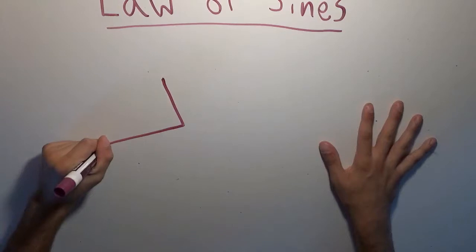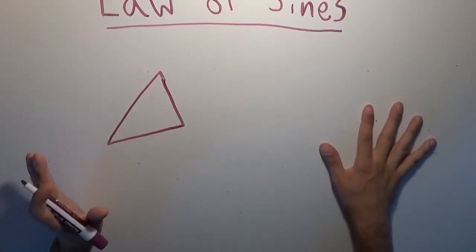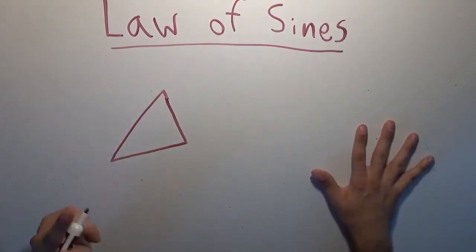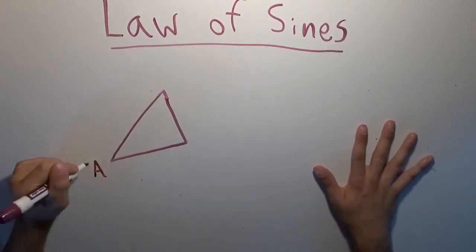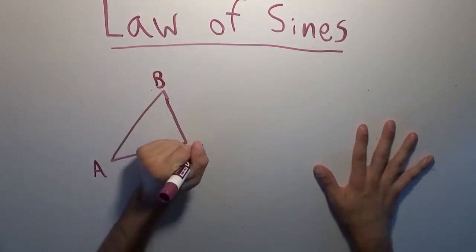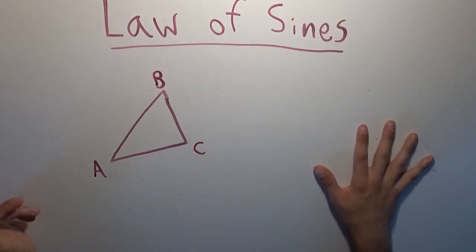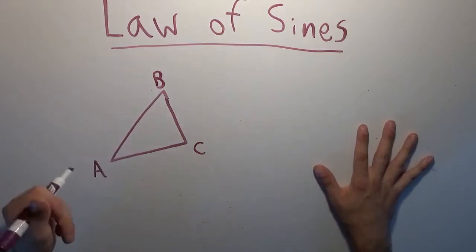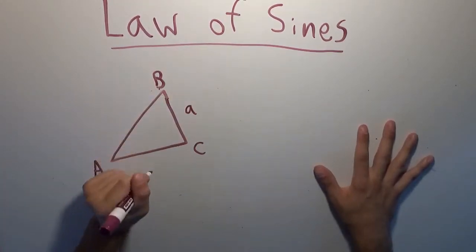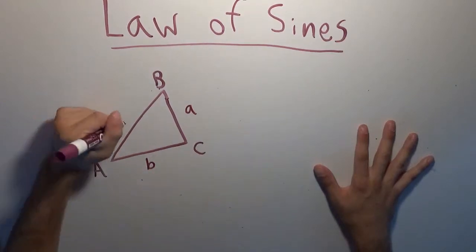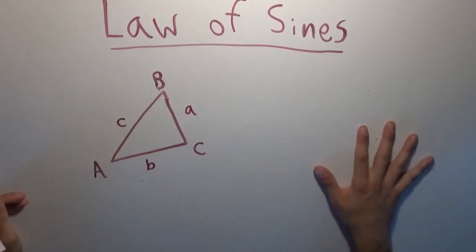So if we have some triangle, any triangle at all, it doesn't have to be a right triangle, it could be literally any triangle. And I'm going to label all of the angles capital A, capital B, and capital C. And then I'm going to label the sides, the lowercase version of those letters, the ones that are across from the angles. So this is little a, this is little b, and this is little c.